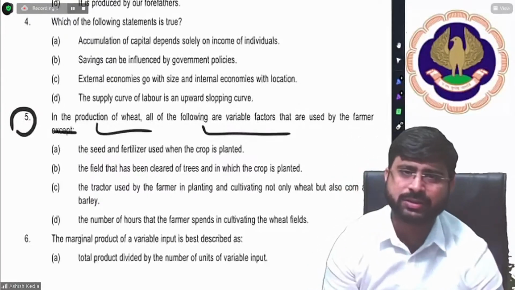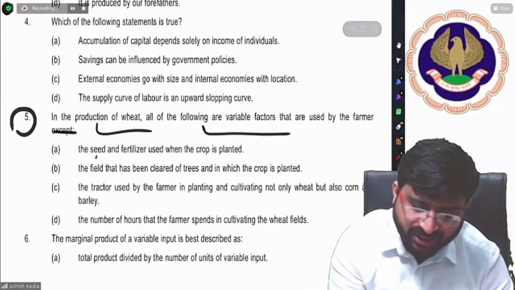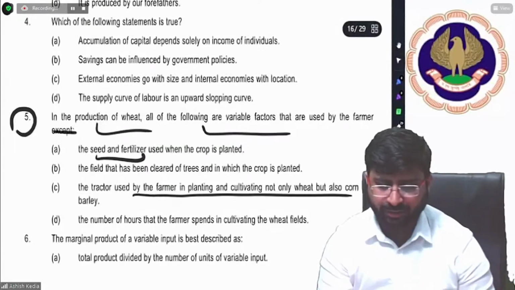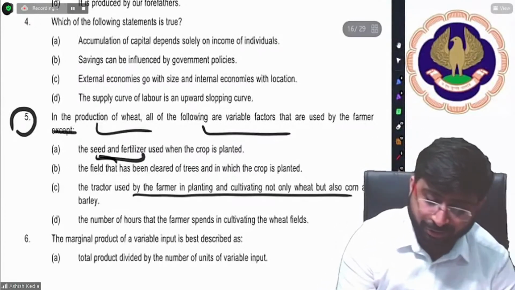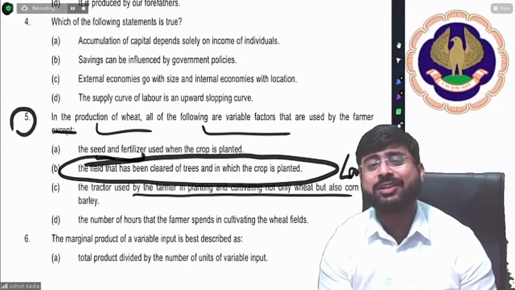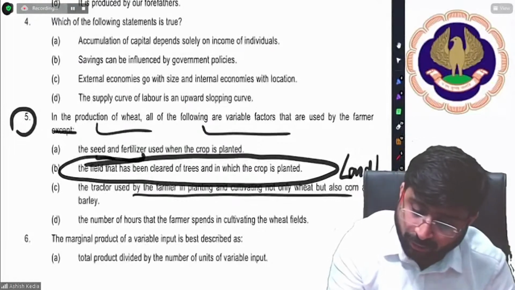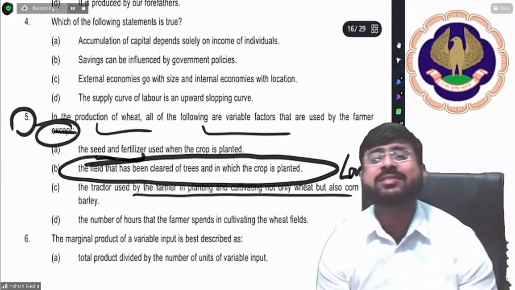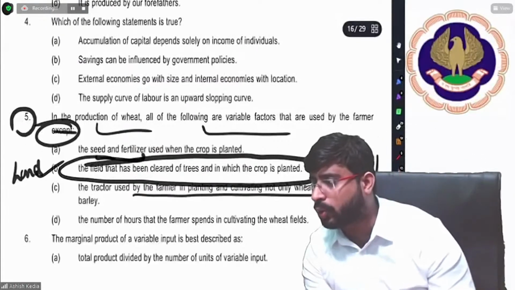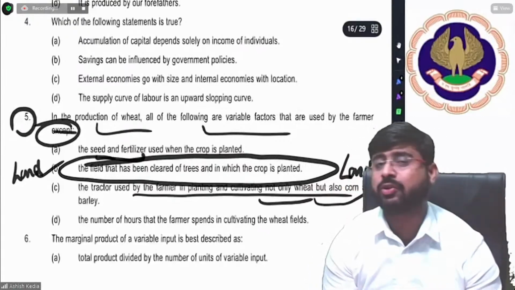Come on, friends, answer this. See, seeds and fertilizer are variable. Tractor is also variable, used everywhere. Number of hours can be varied, but the field, I have told you now, the piece of land is a fixed factor. So here the fixed factor is the field, because they are asking all the following are variable factors except, meaning which one of them is a fixed factor. So field means the piece of land on which wheat is grown, and so this is the answer, the field, the land. Tractor is used elsewhere also, so we are not saying tractor.